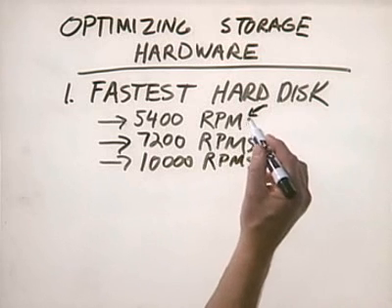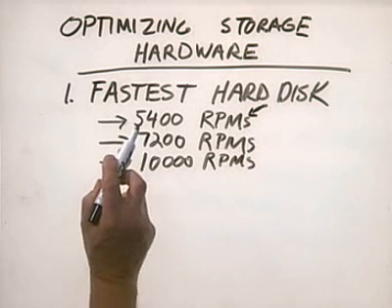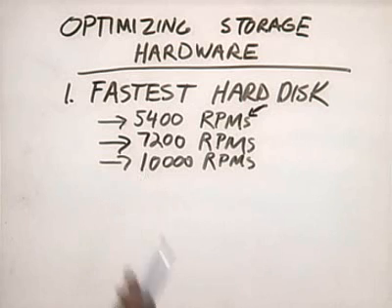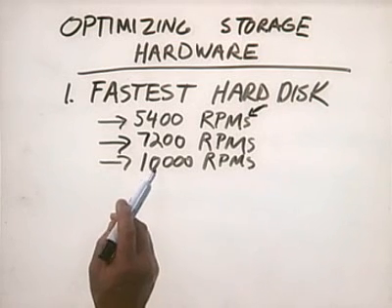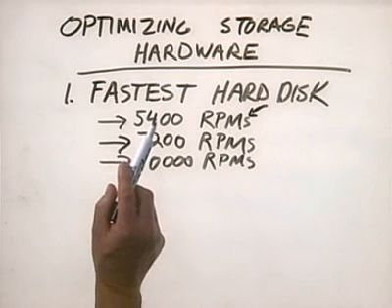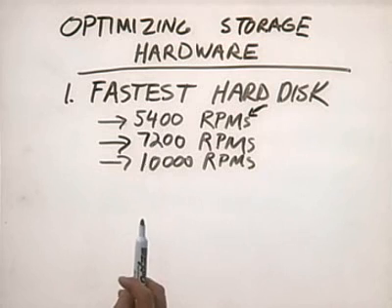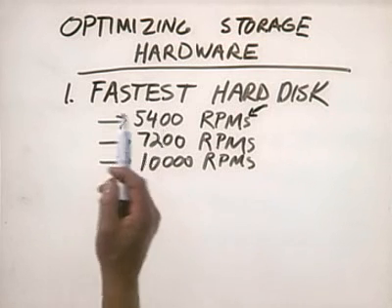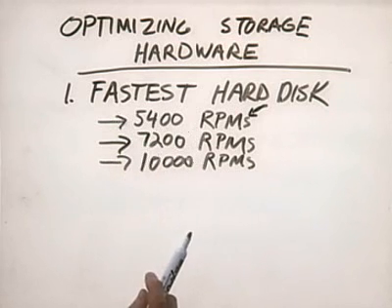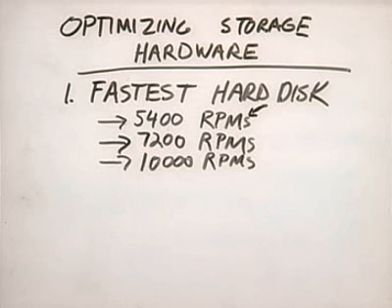Take a look here. At the low end, we're talking about 5,400 RPMs. At the high end, we're looking at 10,000 RPMs. This disk can read and write data almost twice as fast as this one. It doesn't seem like it would make that big a difference, but it does. So if you're down here with a 5,400 RPM drive, you can dramatically increase the performance of your storage system by upgrading to the fastest hard disk possible.